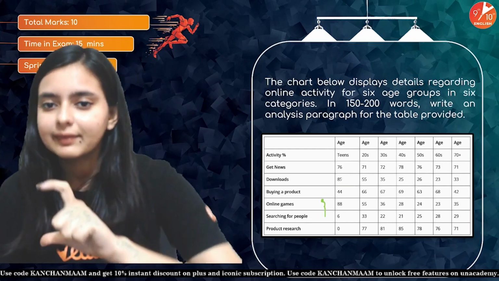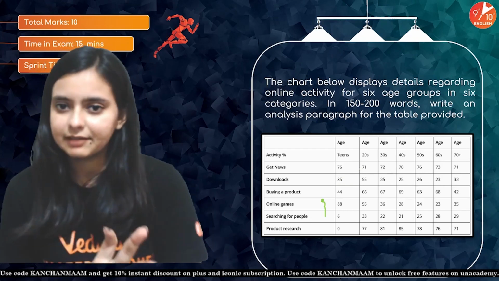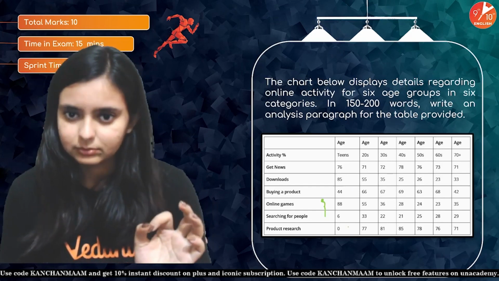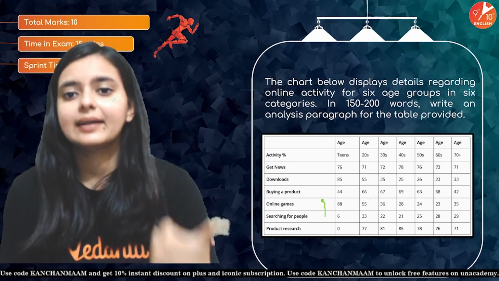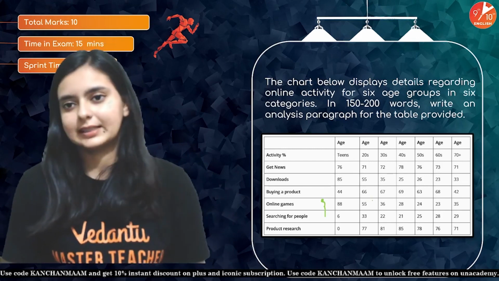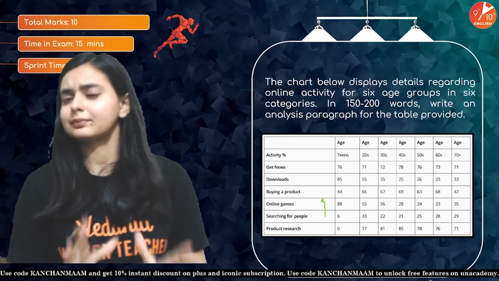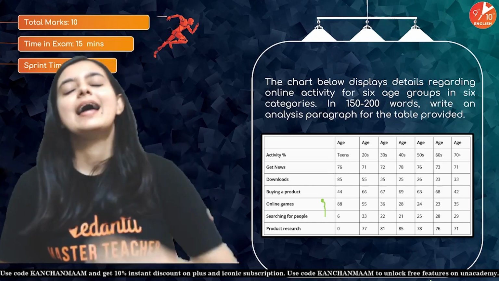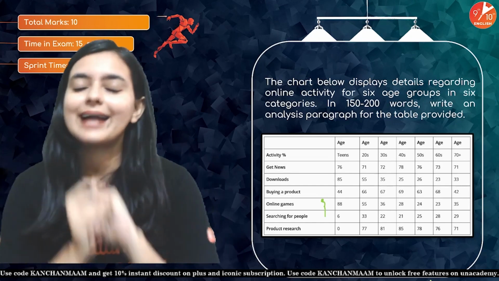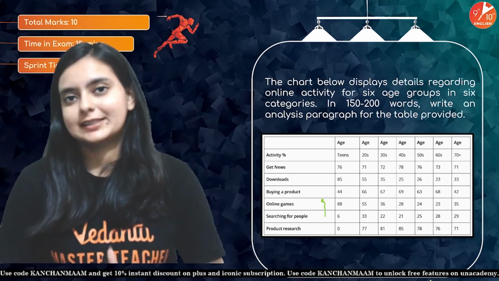So now let us look at the table. Very simple. Activity, percentage, age, everything is given, and the activities are also given: getting news, downloads, buying a product, online game, searching for people, product research. Look at the numbers, look at the chart very carefully, and tell me how would you begin the writing or analysis of this particular chart. How would you express them in words?